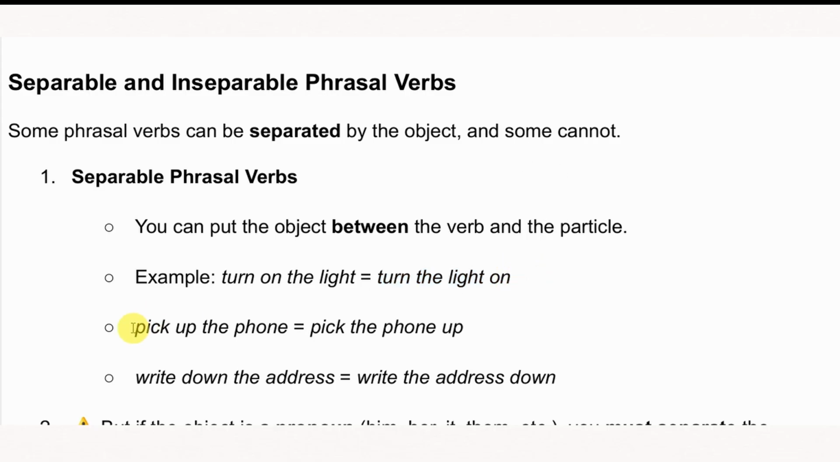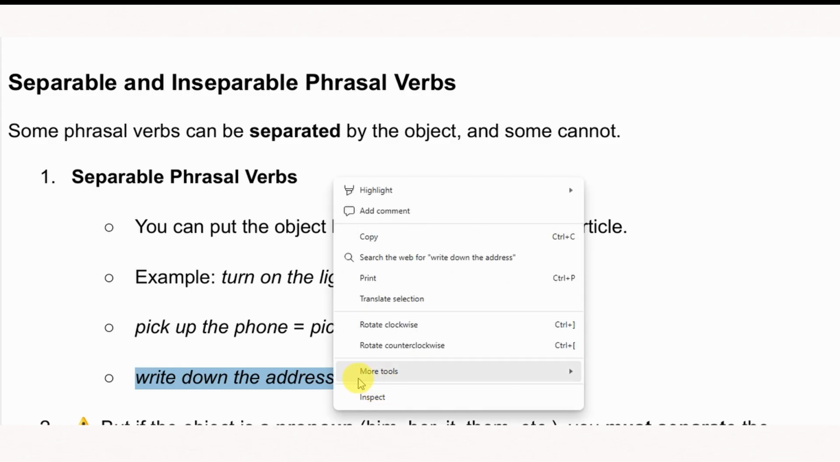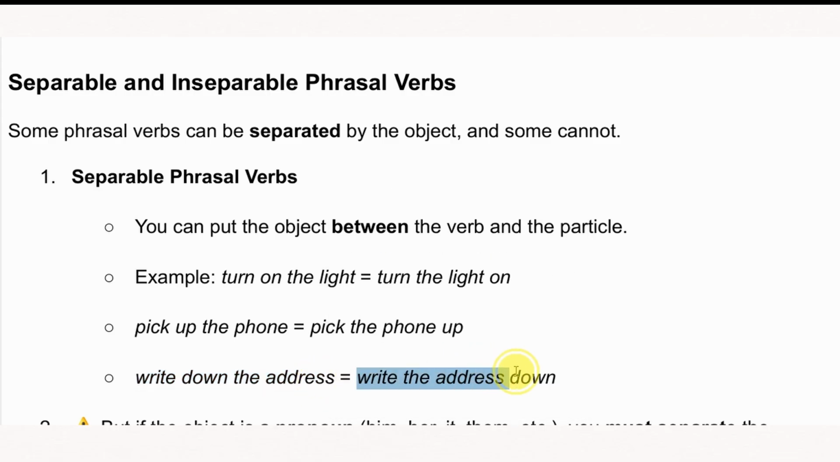Another example, pick up the phone. Good. So here we say, pick the phone up. Separable. Write down the address. Or write the address down. These ones are separable.